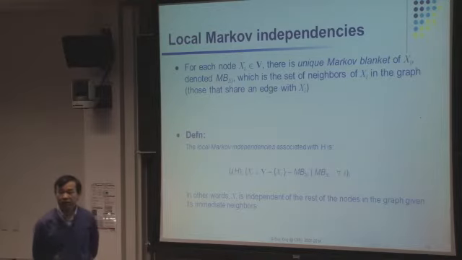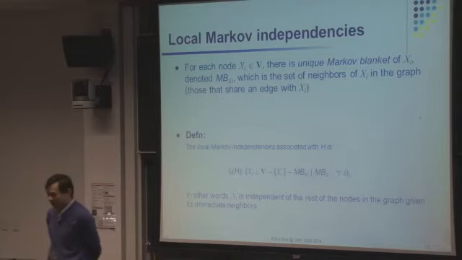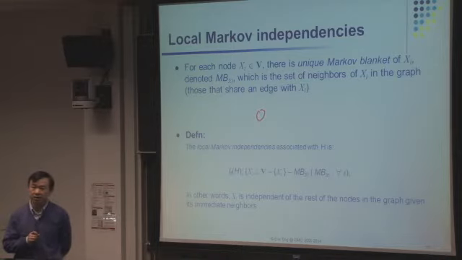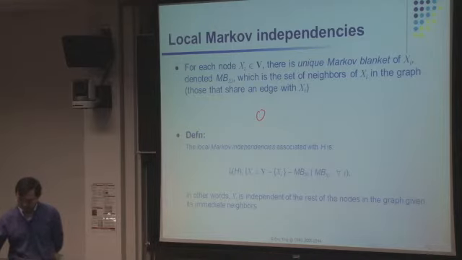Remember our definition of the Markov blanket in a Bayesian network? What is the Markov blanket in a Bayesian network? Say I have a random variable here. What is its Markov blanket? Children and parents of children, yes.